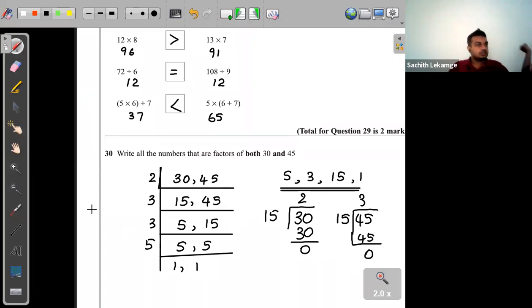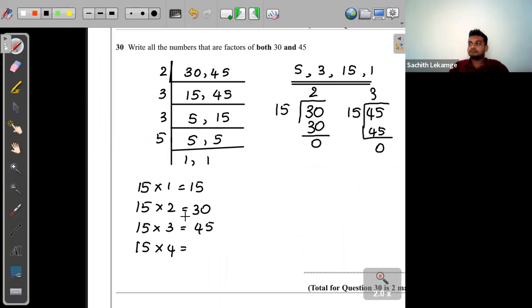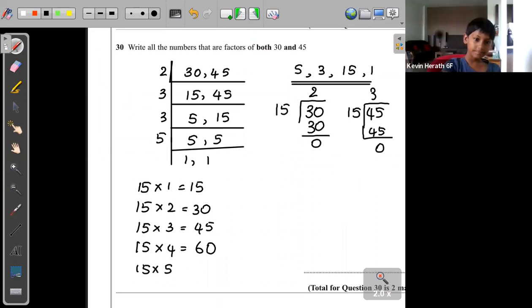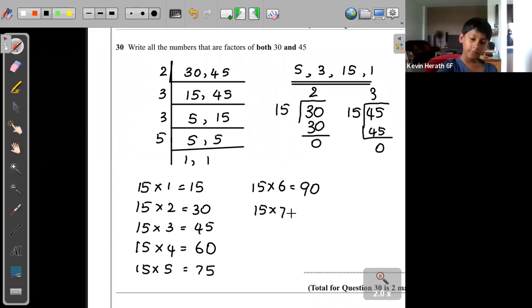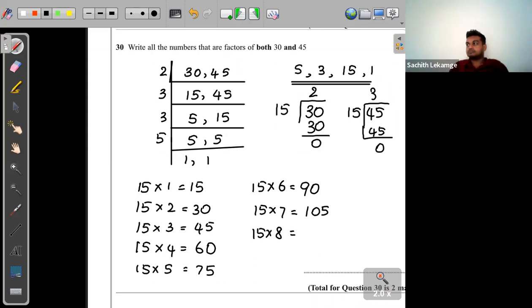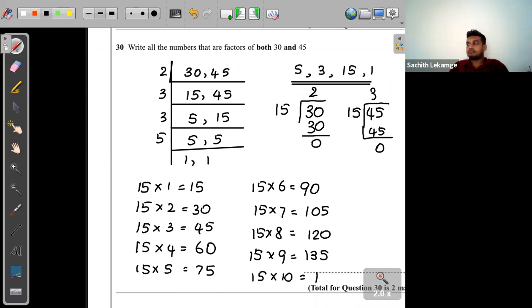Multiplication table of 15 is not that difficult. Shall we check the multiplication table of 15? 75, 90, 105, 120. Can you copy it down? Is it difficult? Shall we try to memorize? Very good. Finish.